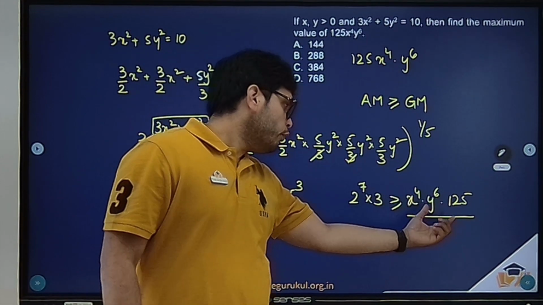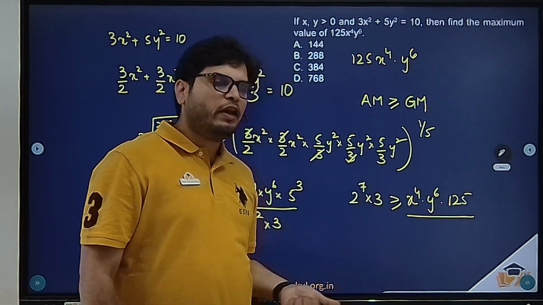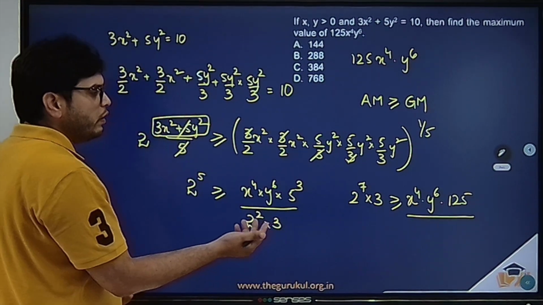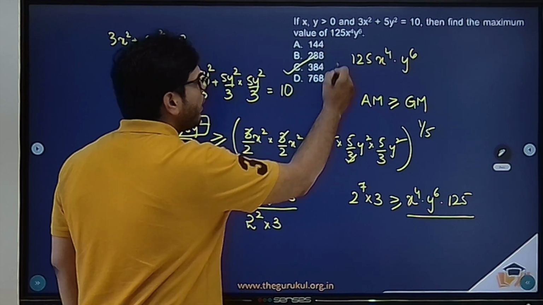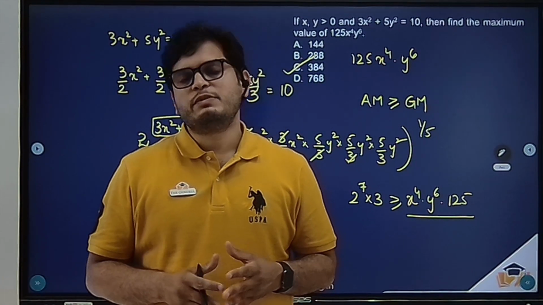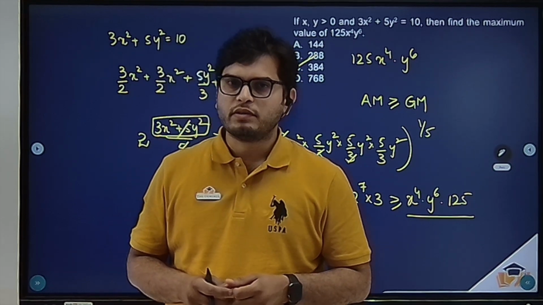Right. Now what would be the maximum value of this? 2 power 7 into 3. Now what is 2 power 7? 128. 128 into 3. 300 plus 84. 384 should be the answer for this question. And this is how you are expected to solve these types of questions.